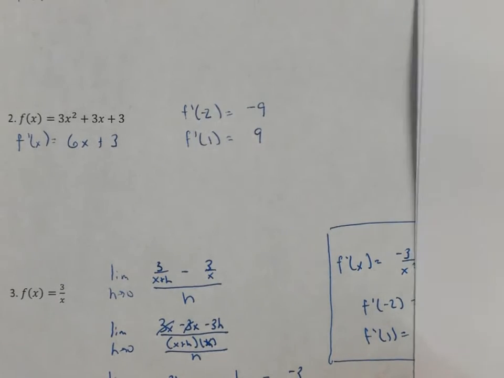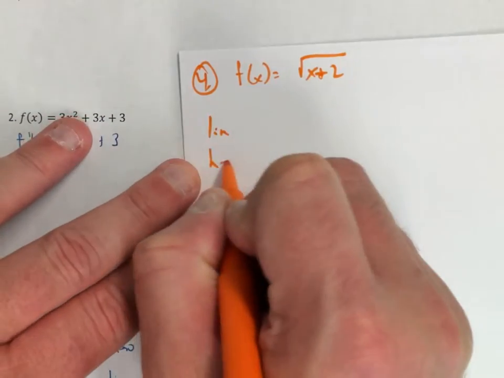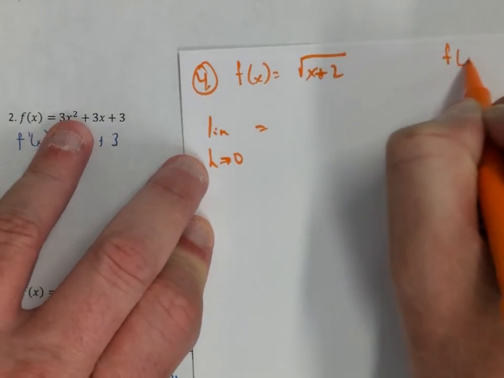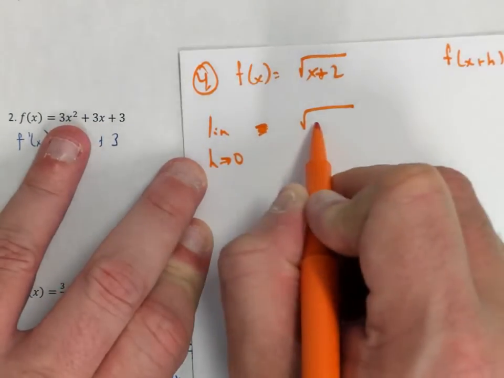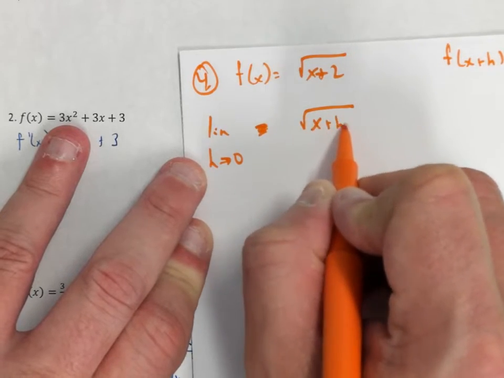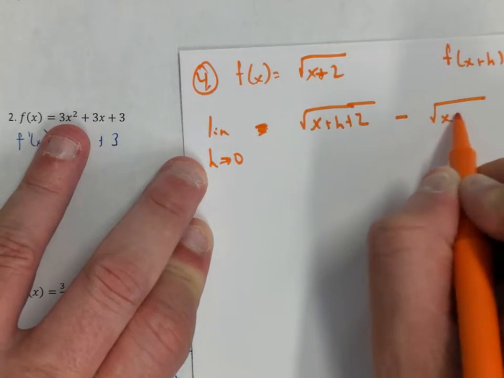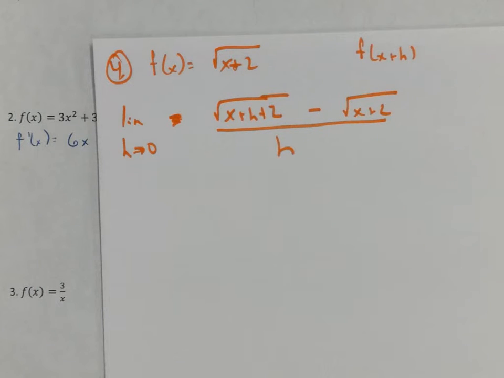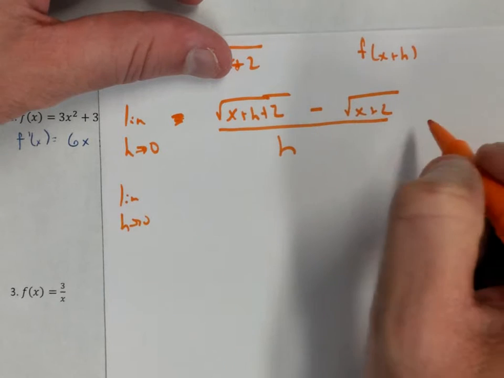f of x equals the square root of x plus 2. The limit as h approaches 0. I'm going to find f of x plus h. I take that, I plug it in, and that's going to be the square root of x plus h plus 2. I plug that in right there, minus f of x, the square root of x plus 2, all over h. Do direct substitution. I get 0 in the denominator, so I have to think of something. What strategy am I going to use there? I'm going to rationalize the numerator.